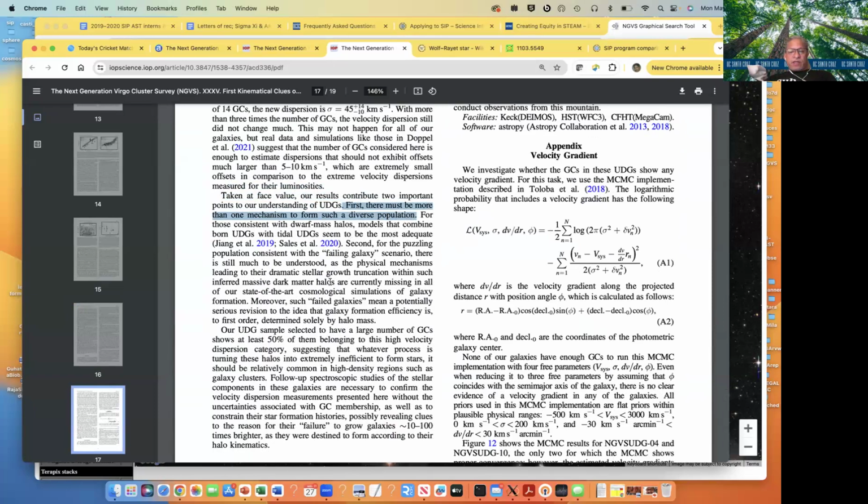What's the second conclusion? Second, for the puzzling population consistent with the failed galaxy scenario, there's still much to be understood. People had put forward the notion that these may be failed galaxies, that they failed to form stars with typical efficiency. That's why they're so diffuse. And some of our findings are in contradiction with that hypothesis.